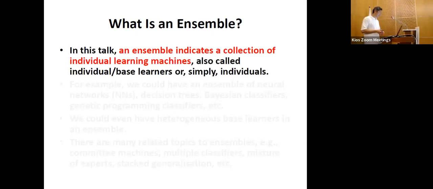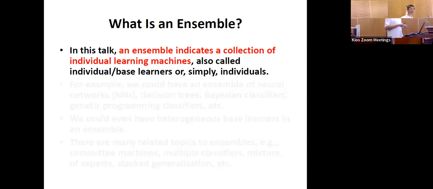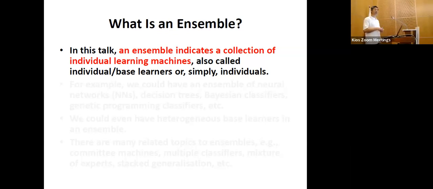So what is an ensemble? Ensemble is a very simple word to describe. If you are into machine learning, instead of thinking about one learner, we always think of a group of learners. And this group of learners, sometimes we call base learners, sometimes we call them individuals. In machine learning, people tend to call them base learners.